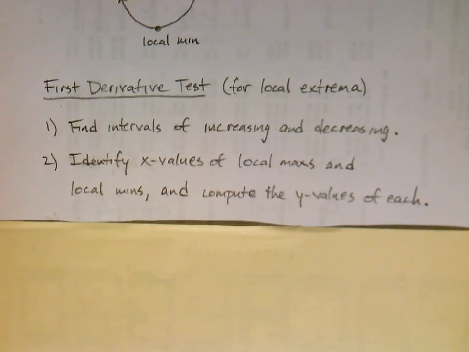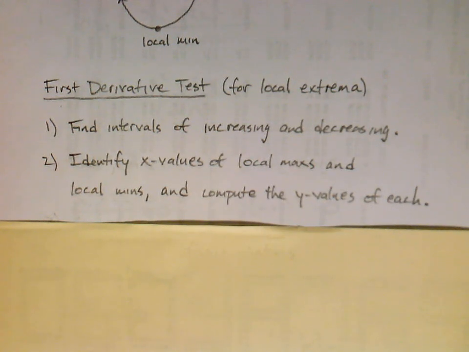Number one, find the intervals of increasing and decreasing. That itself is its own test with its own steps. But once you find the intervals of increasing and decreasing, there's very, very little work at all from there. Just looking at your domain line and seeing all your positives and negatives, identify the x values of local maxes and the x values of local mins. Once you identify them from your domain line, it's just a matter of computing the y values for each of those and answering the question.